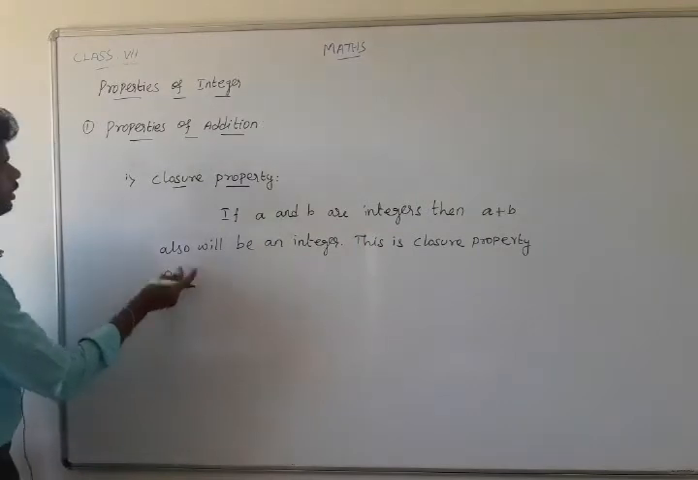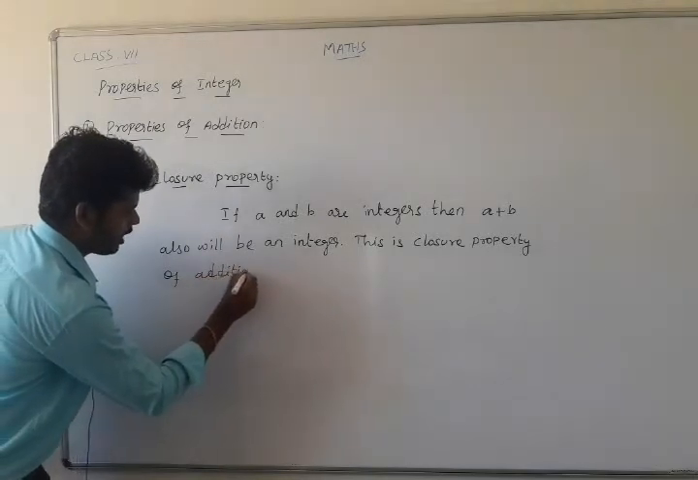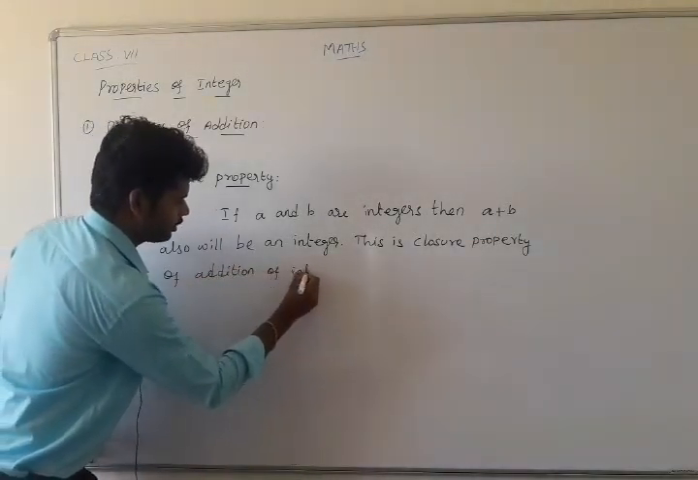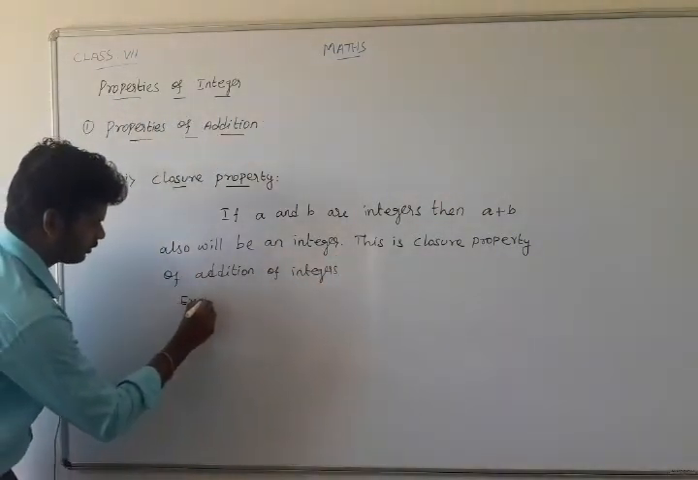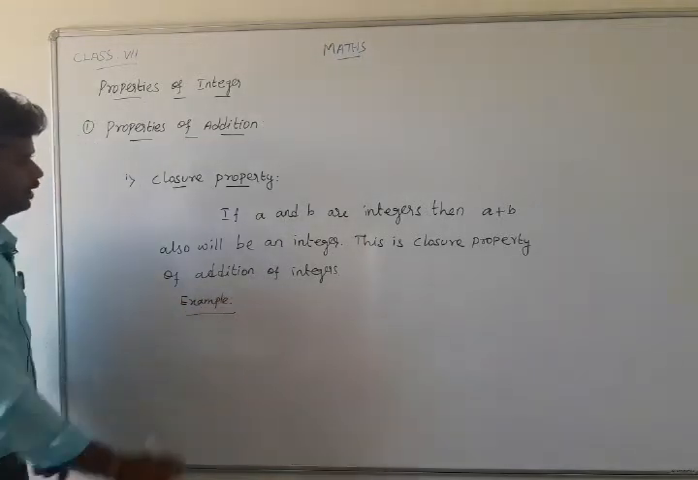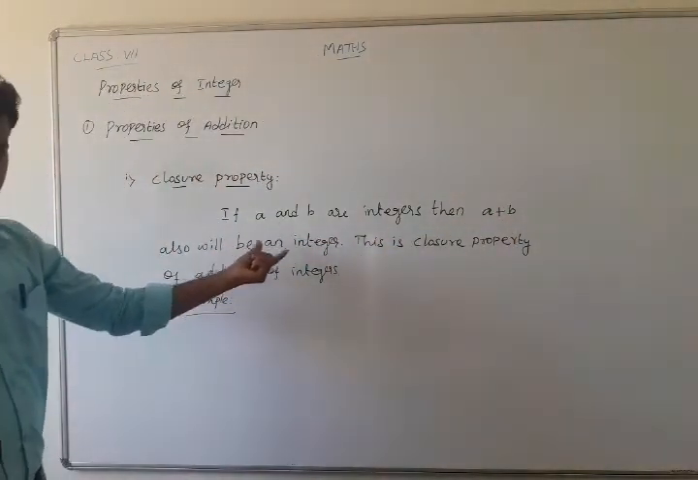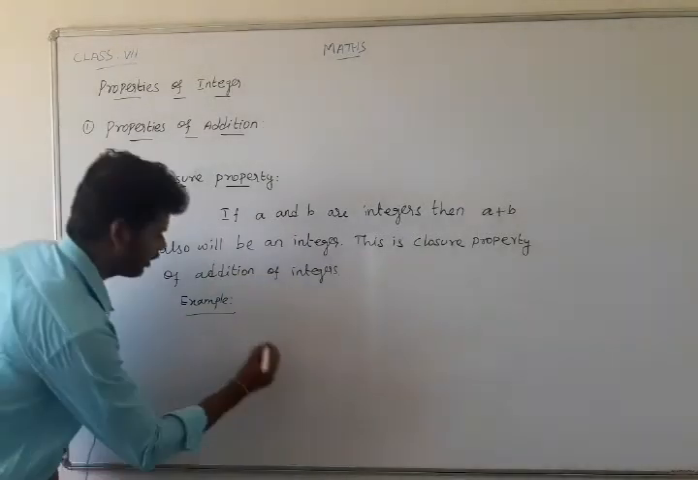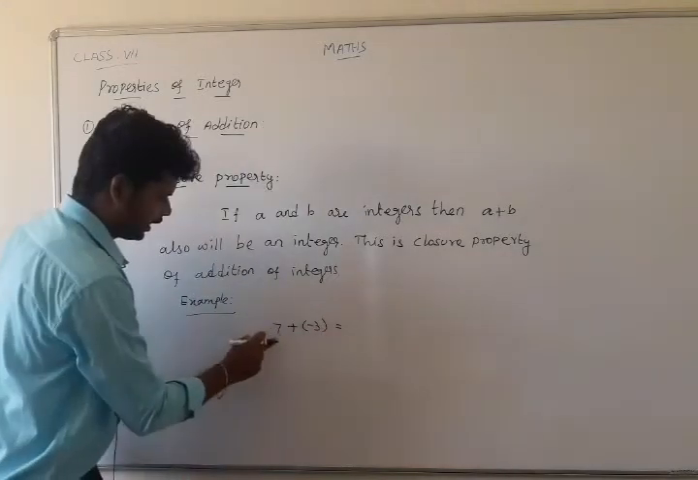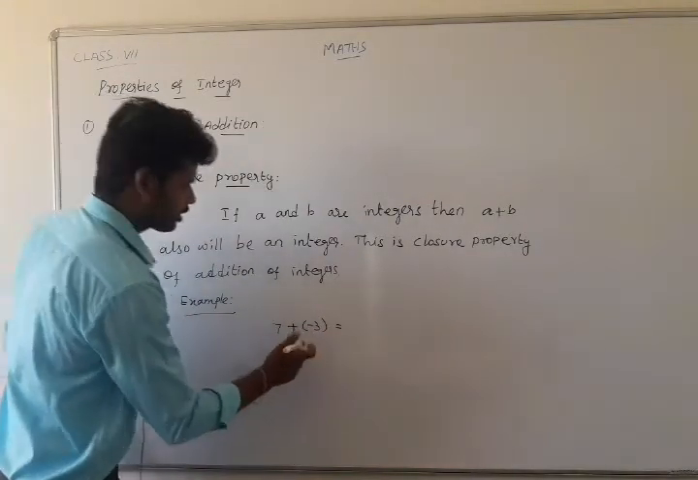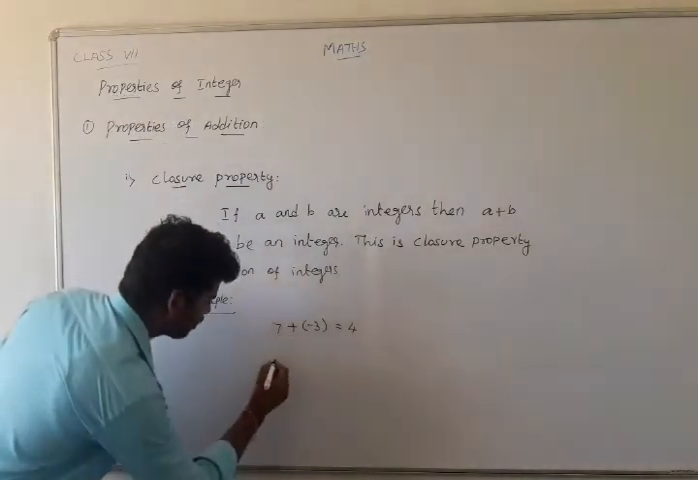Closure property of which one? Addition of integers. Example: here A is one value, B is one value. Add them, A plus B, and that also will be an integer. You take any values, 7 plus minus 3. 7 plus minus 3, answer 4, because plus into minus is minus, so 7 minus 3 gives 4.